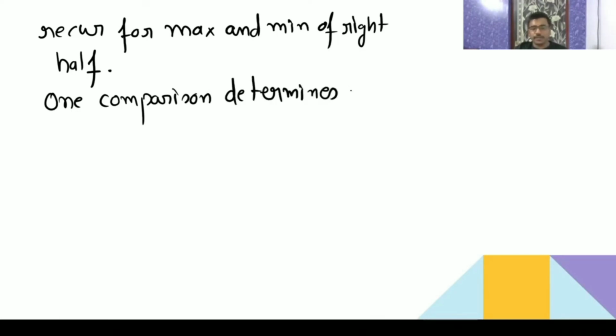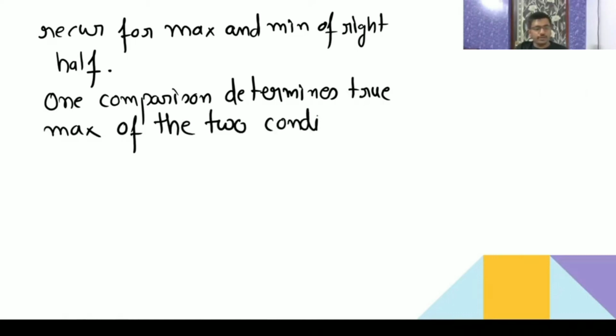One comparison determines the true max of the two candidates. So you are getting the max of the left half and the max of the right half. Then you compare them, and you get the max of the whole array. So one comparison required.